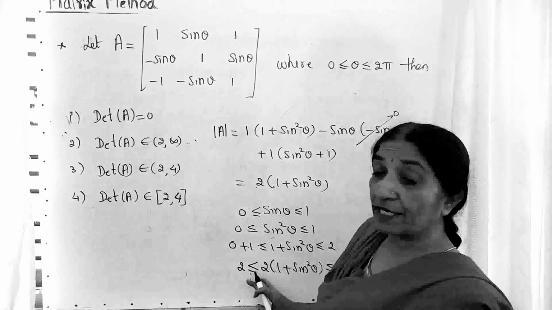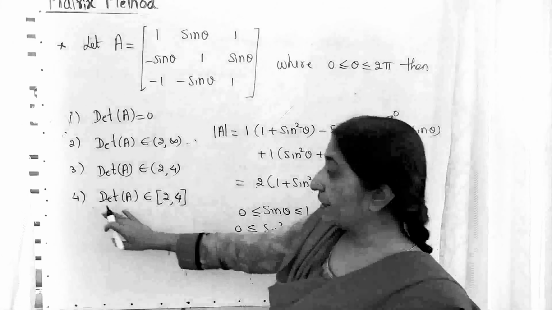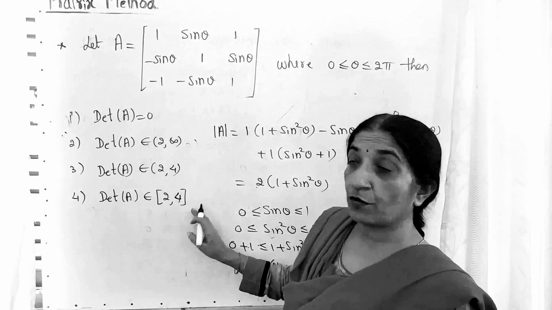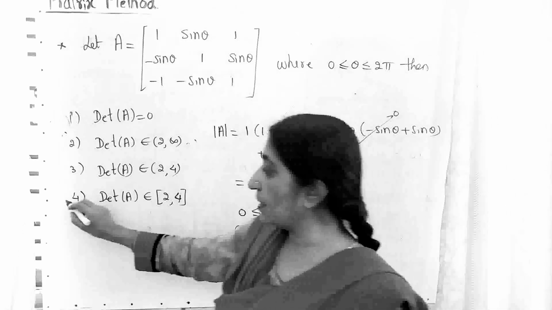Then also I explain the concept. Understood? So the determinant of A belongs to 2, 4 because here it is a closed interval. So the answer is the fourth one.